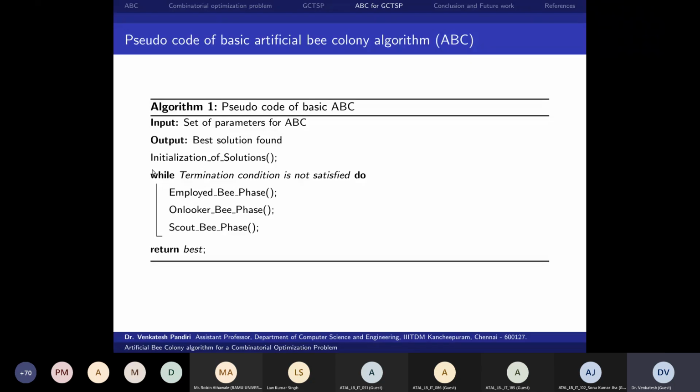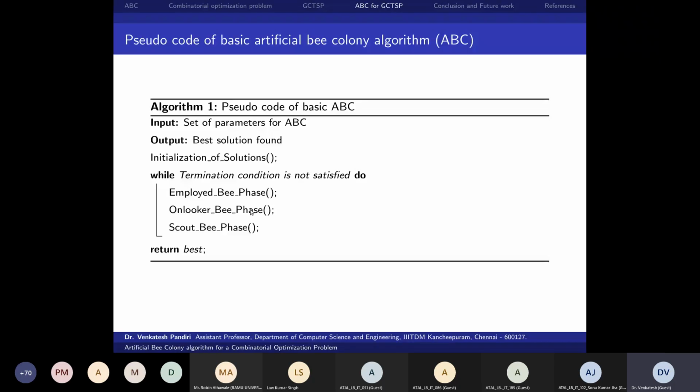So in the beginning, the solutions will be initialized randomly. As you already know, all the possible solutions will be initialized, and then we will move to the main phase, the employed bee phase. During the employed bee phase, every solution will be associated with one of the employed bees. Then based on the association, the employed bees will calculate the fitness values. So here the fitness value is the distance, right? The distance needs to be minimized. So the distance is the fitness value, and the fitness value needs to be minimized.